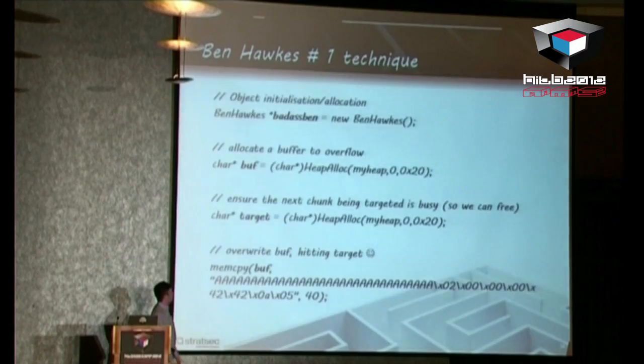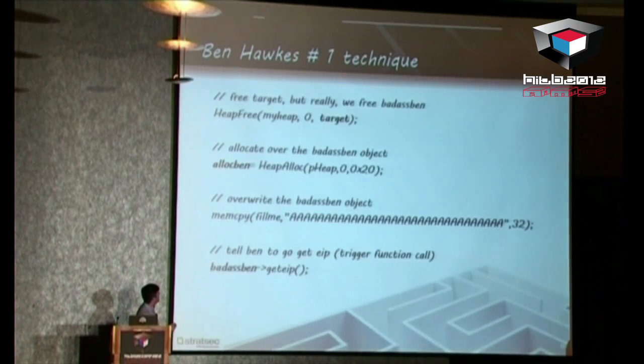So this is basically the very simple code I came up with for Ben Hawkes' technique. It creates a new badass Ben object. We allocate, and then we cause another allocation here. And this is the buffer we're going to overflow, and we're going to target this guy. So we overflow the buffer, and we hit our target, okay? And then it's very simple. We free the target, which is actually going to free the badass Ben object. Then we overwrite badass Ben with this allocation here, okay? And then we fill that, overwriting its V table, and then we call a function on it.